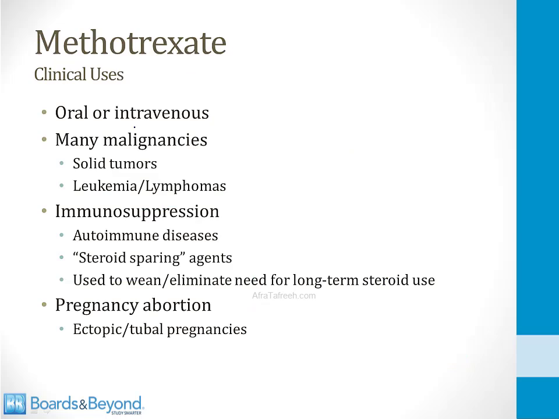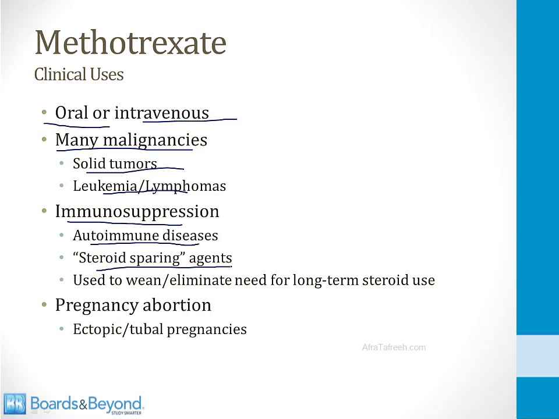Methotrexate is used in a number of clinical scenarios because it's highly effective, and also it's available in oral or intravenous forms. So it's used in many malignancies, often as an infusion, including solid tumors and leukemias and lymphomas. It's also used in the oral form for immunosuppression in many autoimmune diseases. It's an example of a steroid-sparing agent.